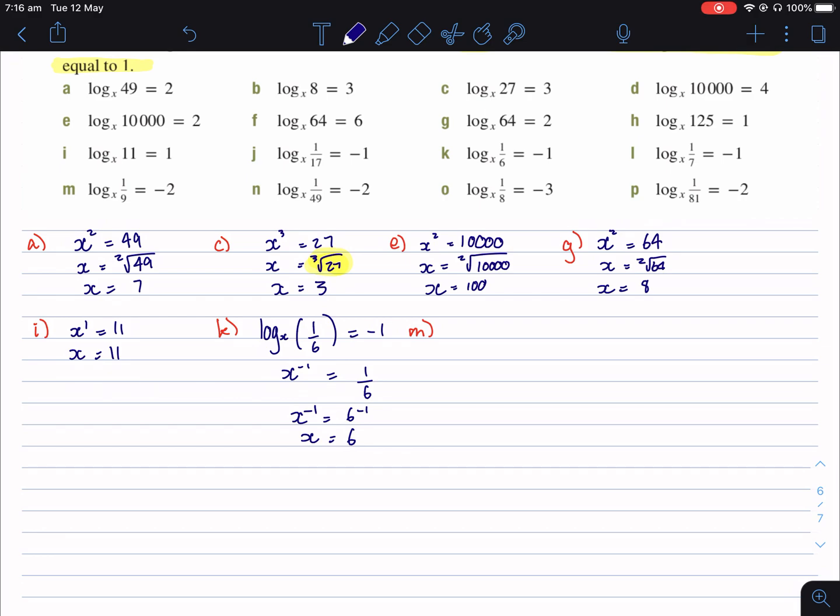Okay, we've got log base x of 1 on 9 equals negative 2, which means x to the negative 2 equals 1 on 9. X to the negative 2 equals, well, that's 1 on 3 squared. X to the negative 2 equals 3 to the minus 2. X equals 3.